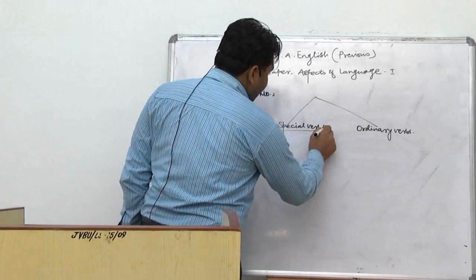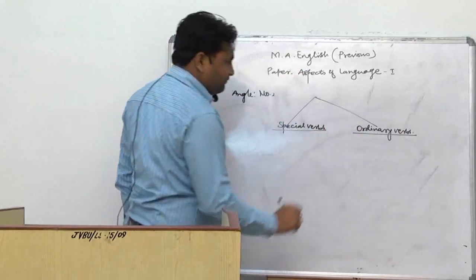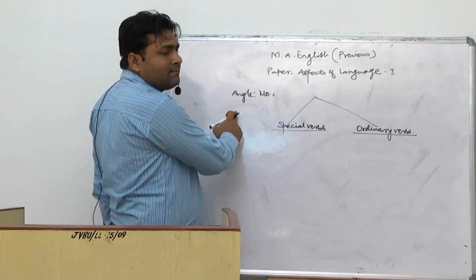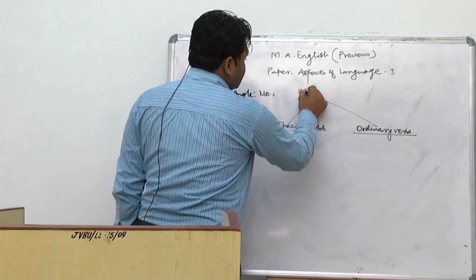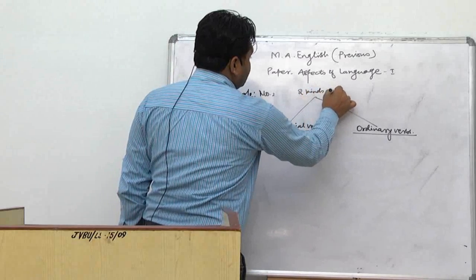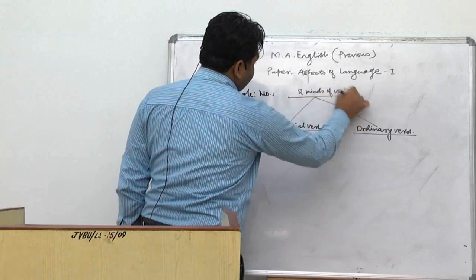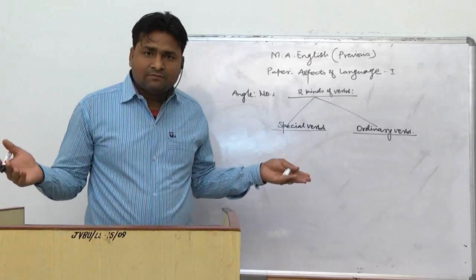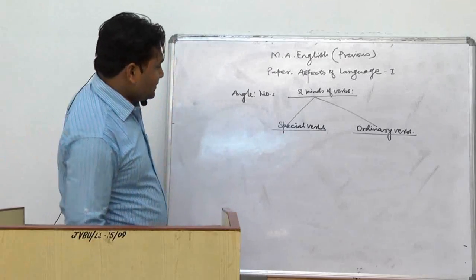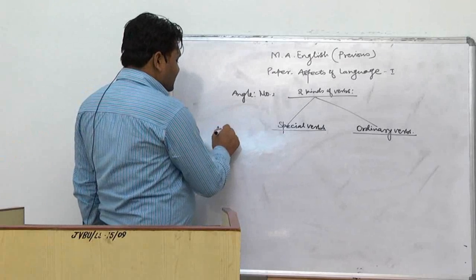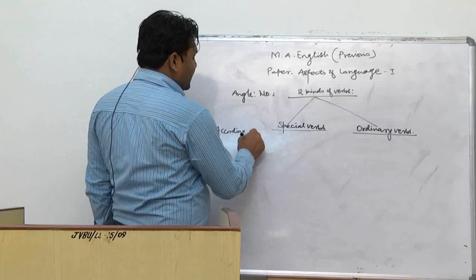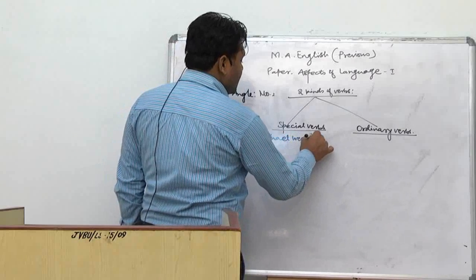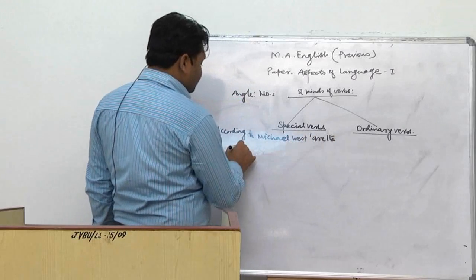Now, we will try to understand what are the special verbs and what are the ordinary verbs. First of all, let me clear the thing that according to angle number 2, there are two kinds of verbs. Now, the special verbs. What are the special verbs? Special verbs, according to Michael Best, are the friends of not.